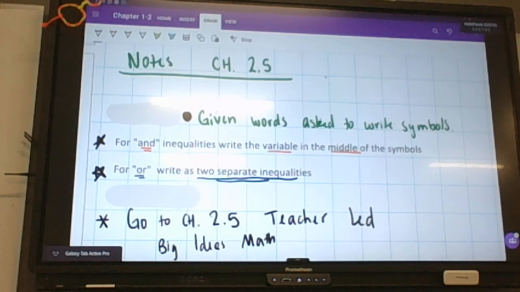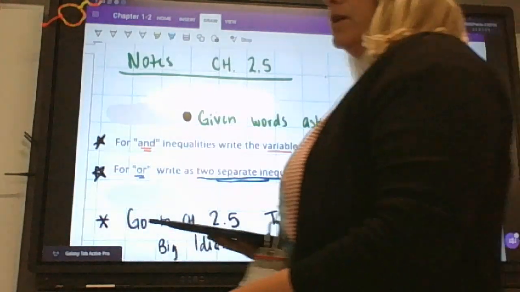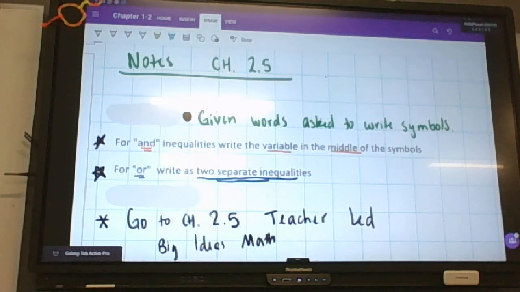Not equal to, because they said less than, but it didn't say or equal to. Use that open circle. Everybody able to go to Big Ideas Math and find the assignment? We're gonna do the teacher-led one first. You can work through it, but I'm gonna go through it too.